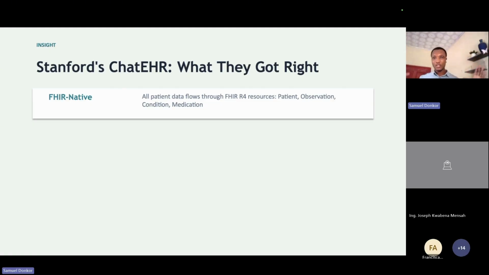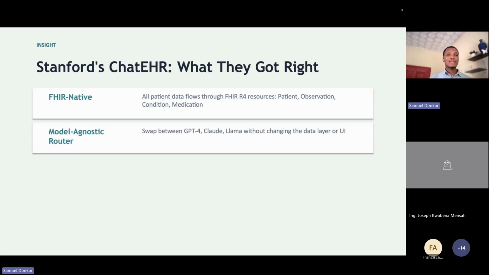So for example, the patient resource contains their demographics, their dates of birth and all that, right? And the observation basically contains everything about, for example, their visits. The condition represents the diagnosis. Medication also represents the medication they were given. So basically structured ways of representing all this data.